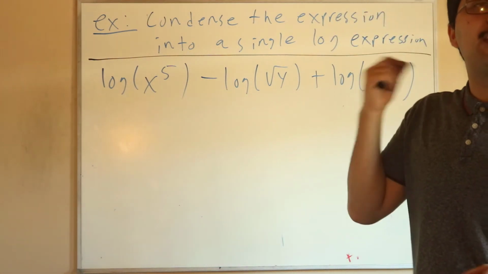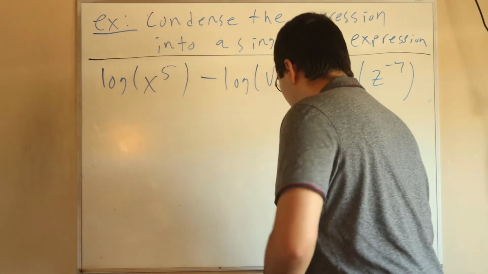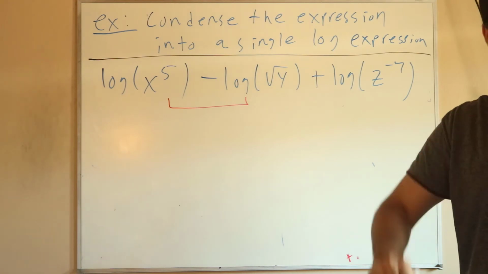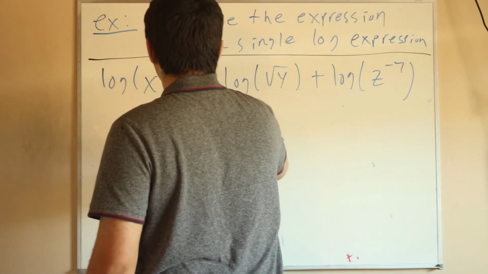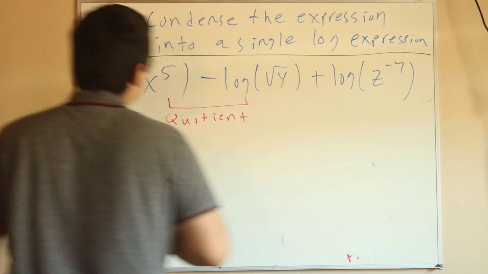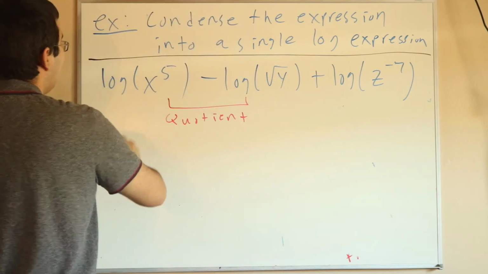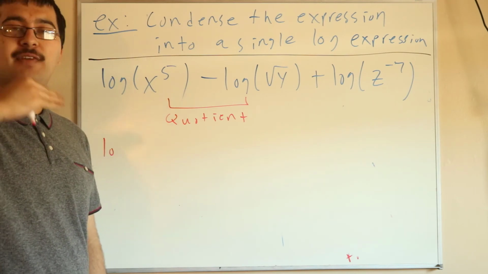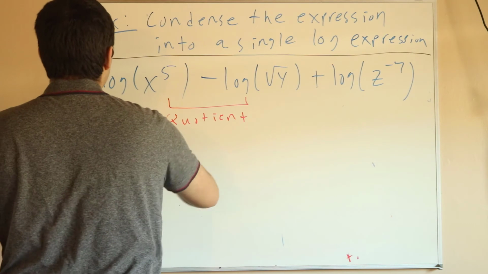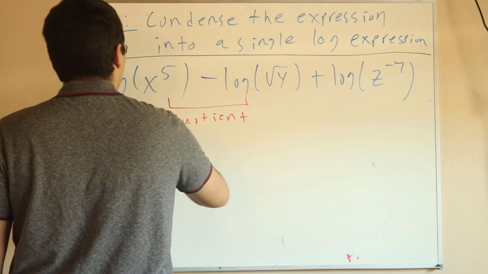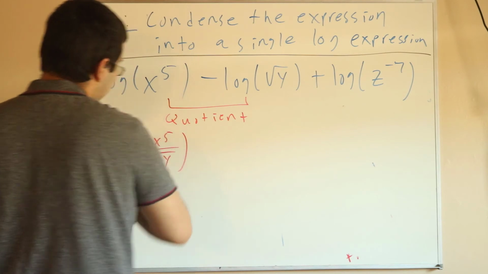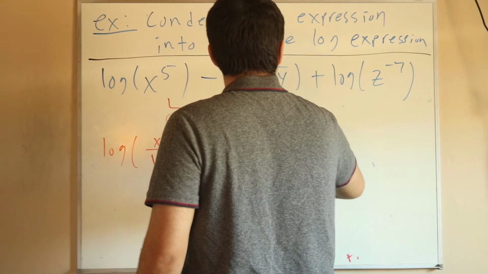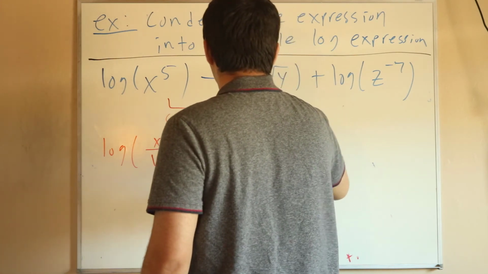Now it's just us using those quotient and product properties, right? So right here, I have a difference of logarithms. A difference of logarithms means we can use quotient property. So log of A minus log of B equals log of A divided by B. So I now have log of x to the 5th divided by square root of y. And I'm still adding that last logarithm, plus log of z to the minus 7.